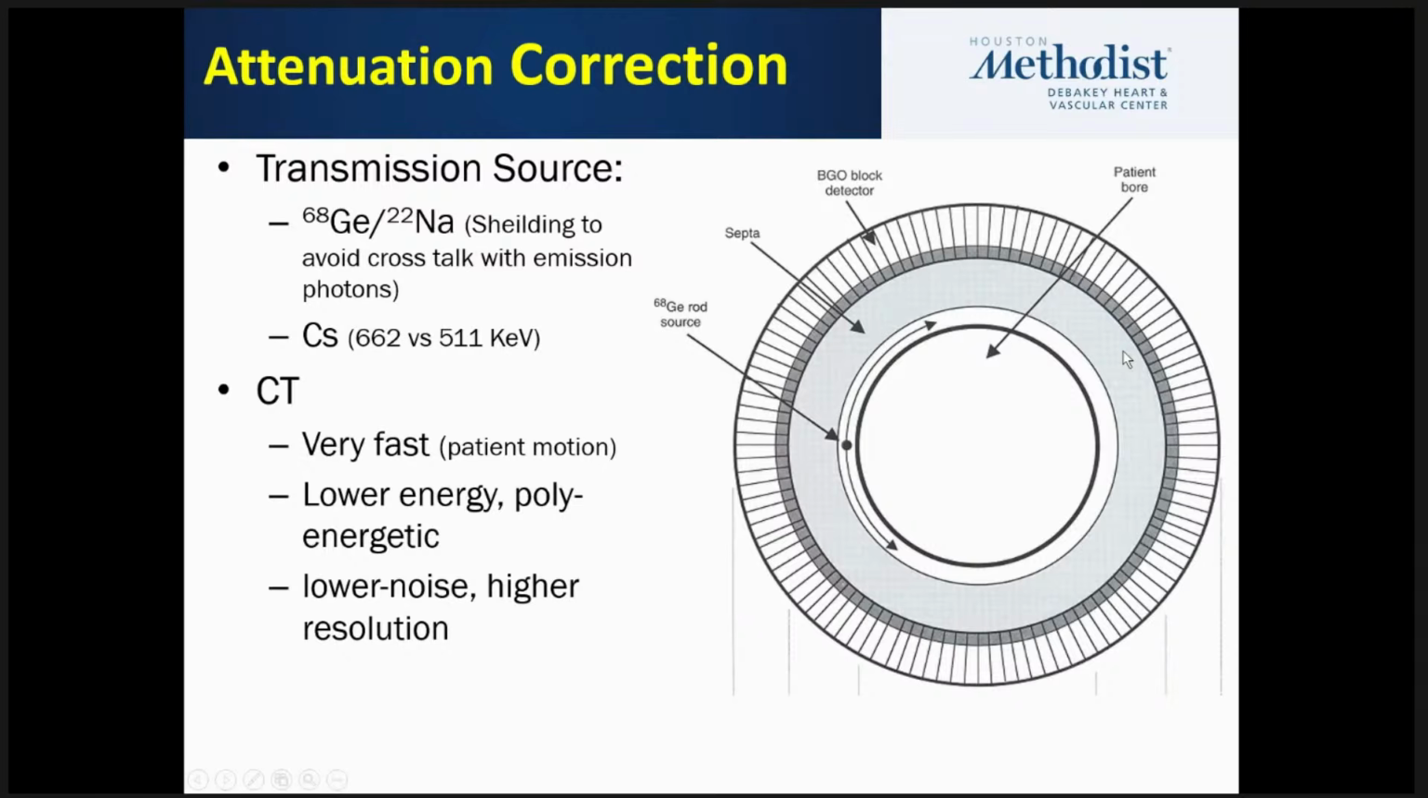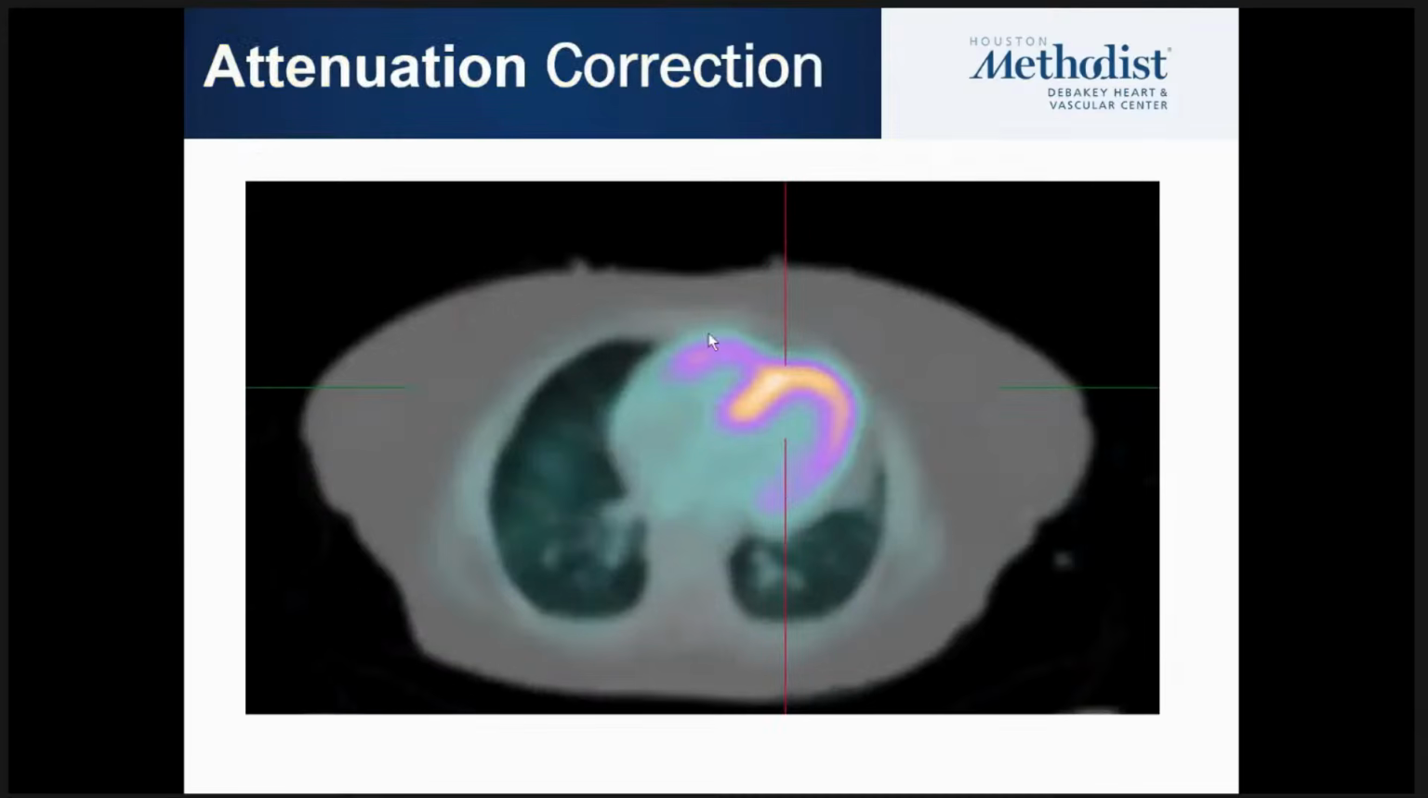We use a low energy situation to allow us to do attenuation correction, and I'll show you some examples of these later on. Now there's a lot of work on PET MR systems to use MRI to do attenuation correction, but this is, I think, still at this point research, at least for cardiac work, and not ready for prime time.